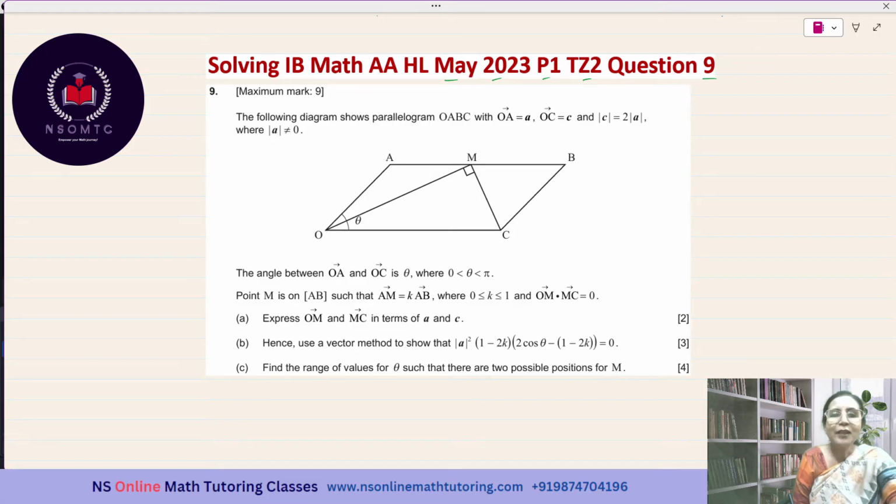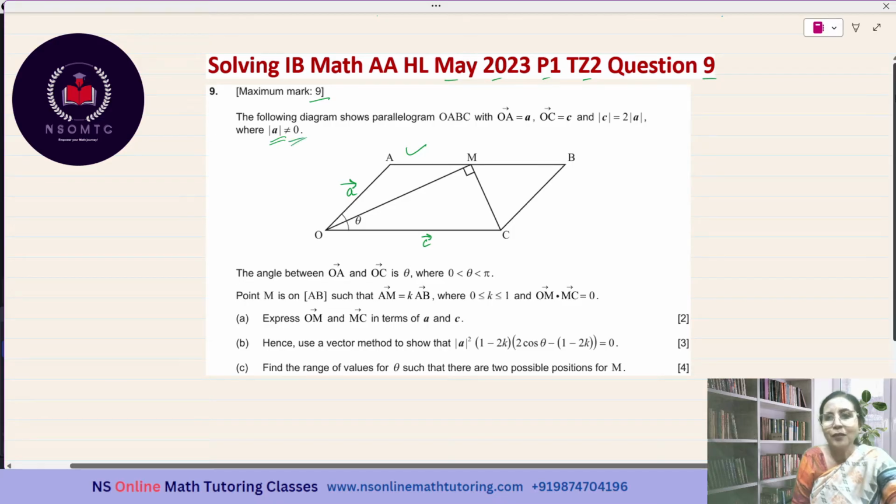So without any further delay, let us start answering question number 9. The maximum mark is 9. It says the following diagram shows the parallelogram OABC with the vector OA equal to a. This is the vector small a, and vector OC equal to c. This one is the small c vector. And the magnitude of the vector c is equal to 2 times the magnitude of the vector a, and the magnitude of the vector a is not equal to 0.